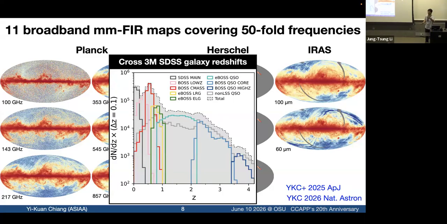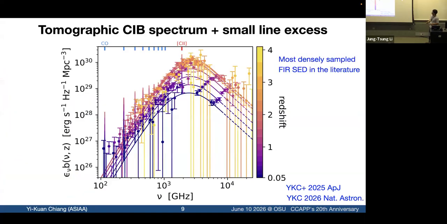I need 3D redshift information, so I cross-correlate the photons in every one of these maps with galaxies in the Sloan Digital Sky Survey. It has spectroscopic redshifts all the way from redshift 0 to 4. And so the data vector is going to be very huge: number of broadband maps cross number of redshift bands. What I get is this spectrum of the universe.